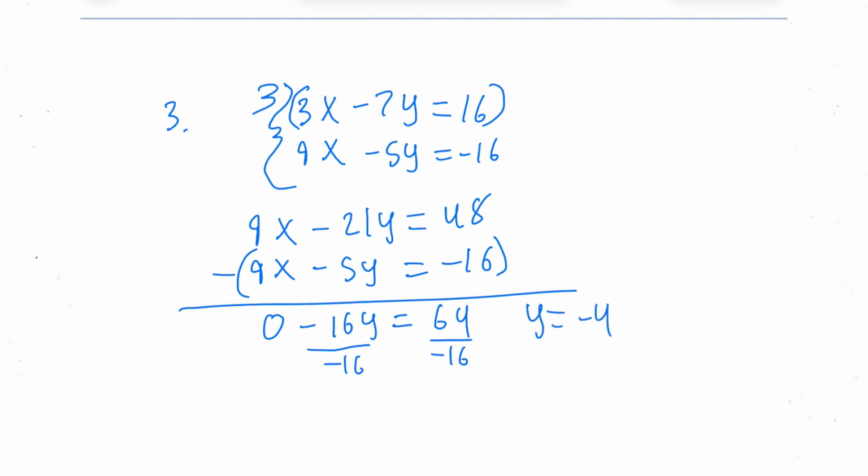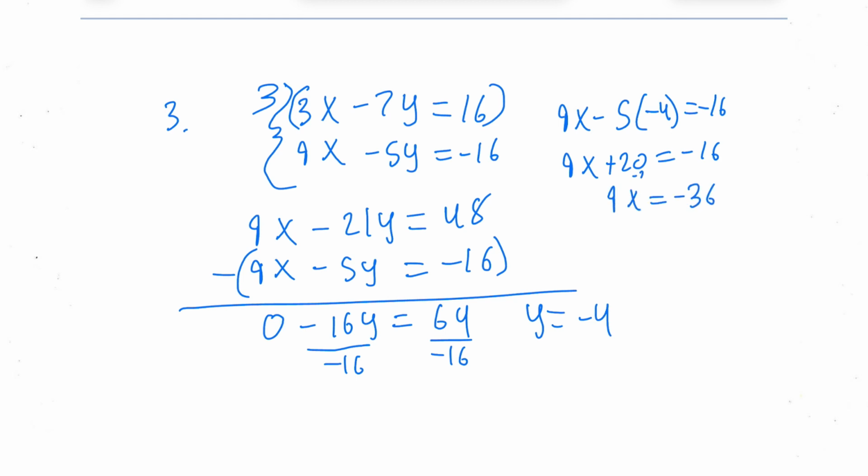And now plug it into the top or the bottom. Actually, I'm going to use the bottom for this one. And we can find x. So now we have 9x minus 5 times negative 4 equals negative 16. So now if we simplify, that's 9x plus 20 equals negative 16. So that means 9x is equal to negative 36 if we subtract 20 from both sides here. Divide both sides by 9. We get that x is equal to negative 4. So it's negative 4, negative 4. And that's our solution.